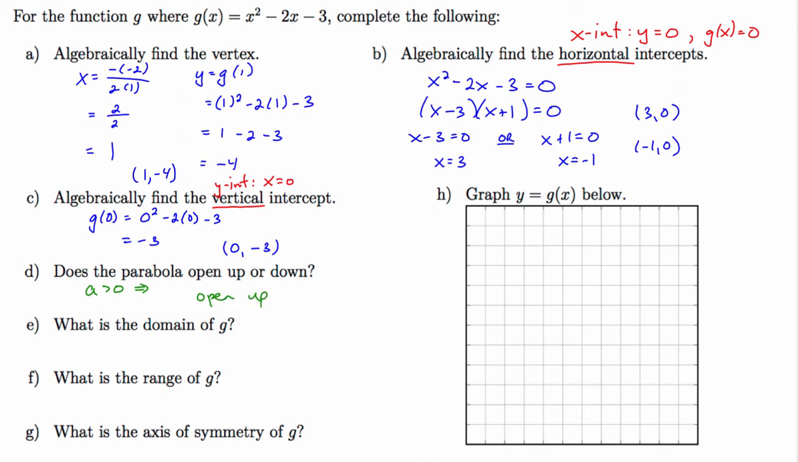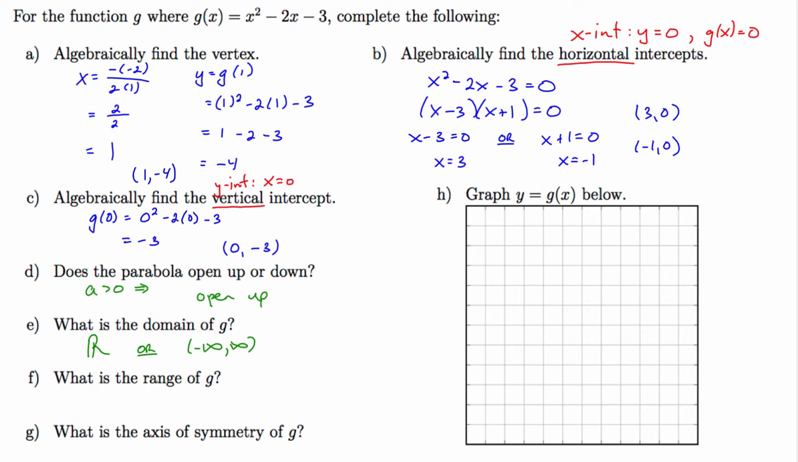In part E, we need to answer the question, what is the domain of the function? Well, the domain of every quadratic function is all real numbers, so we can state this domain as either the double bar R, or as the interval from negative infinity to positive infinity. In part F, we need to answer the question, what is the range of g?